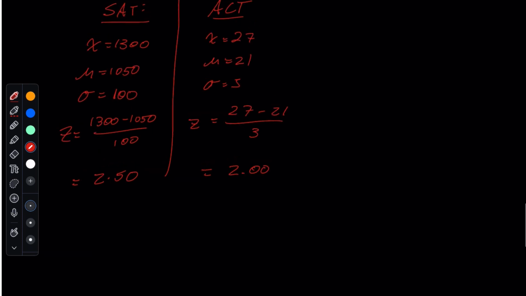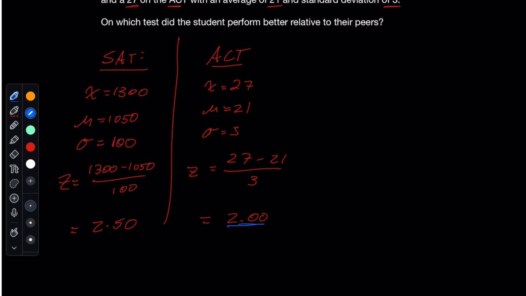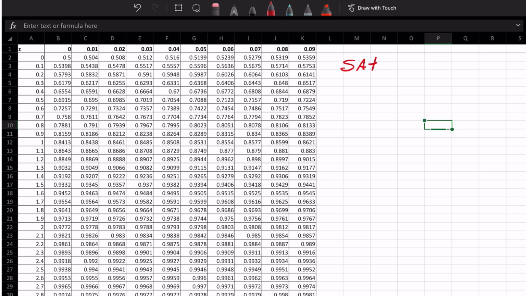comes out to 2. Now we can already tell by looking at this that since the ACT has a lower z-score than the SAT, the student did better on the SAT relative to their peers. However, I'll still go through the exercise and look through the z-score table so we can get our percentiles. So we said the SAT z-score was 2.5 and the ACT z-score was 2.00.